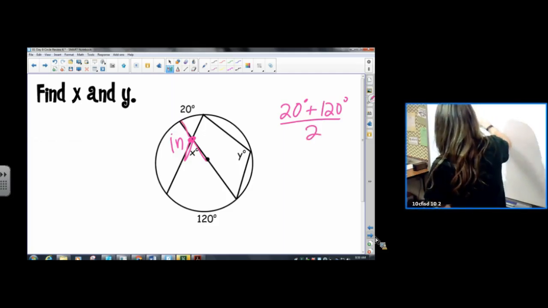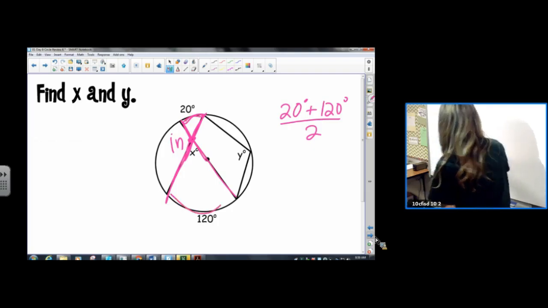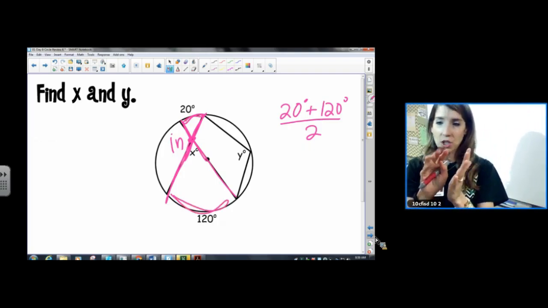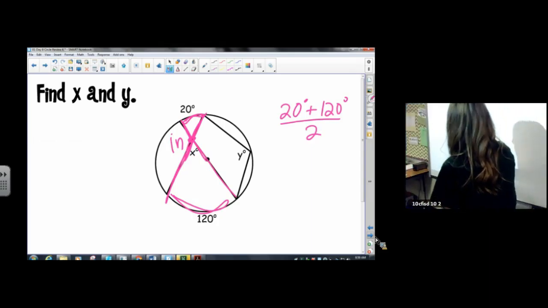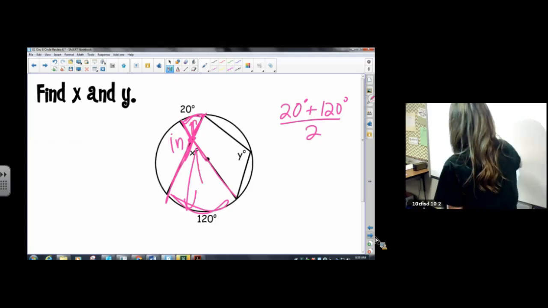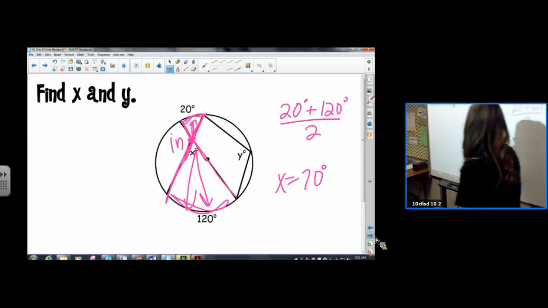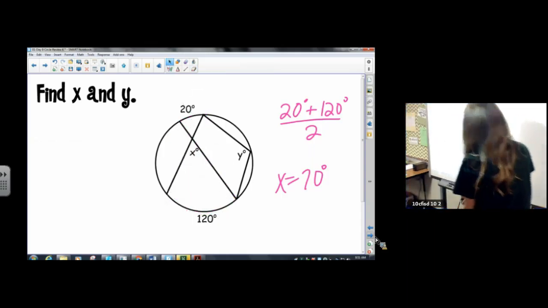What do I mean when I say its arcs? I mean the arcs that that angle is intersecting. The arcs that it is opening up to. If that were a flashlight and you were shining it, it'd be the arcs it was shining on. Anyways, I think I drove that point in. So it would be 140 divided by 2. So x is 70. To find y, we'll erase some of this craziness.